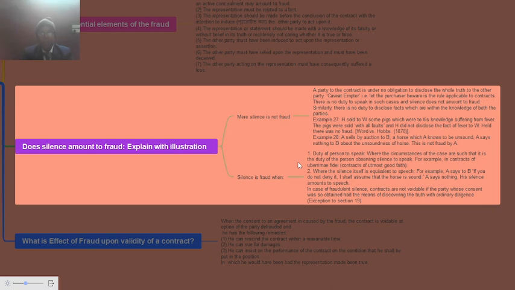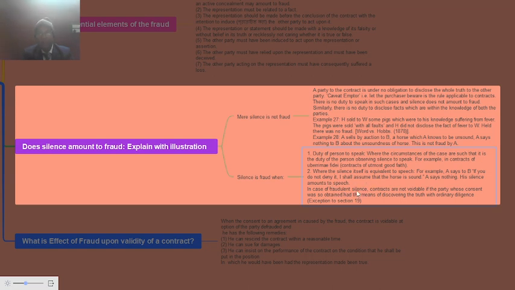So in this case, mere silence is not fraud, but silence is fraud when it is the duty of the person to speak, where the circumstances of the case are such that it is the duty of the person observing silence to speak. For example, in contracts of uberrimae fidei, that is, contracts of utmost good faith. Number 2, where the silence itself is equivalent to speech. For example, A says to B, if you do not deny it, I shall assume that the horse is sound. B says nothing, his silence amounts to speech.